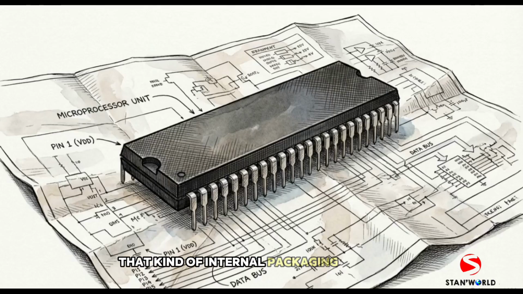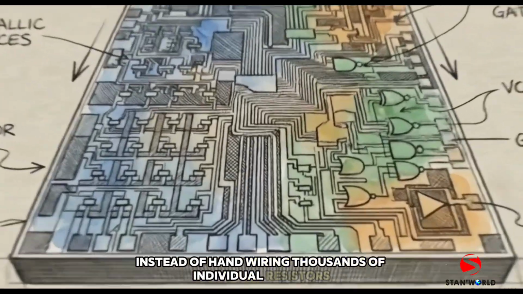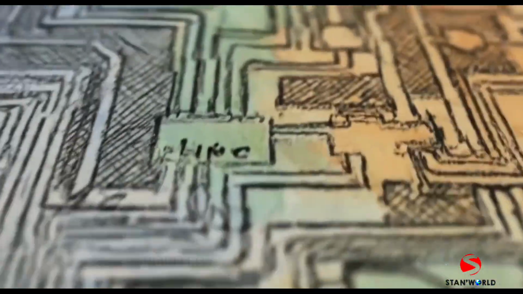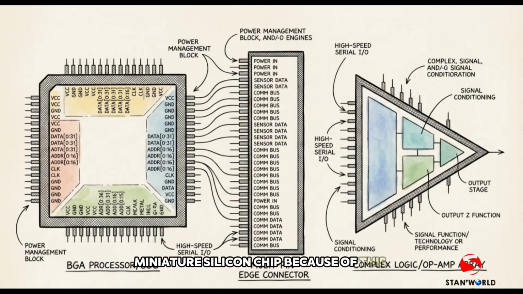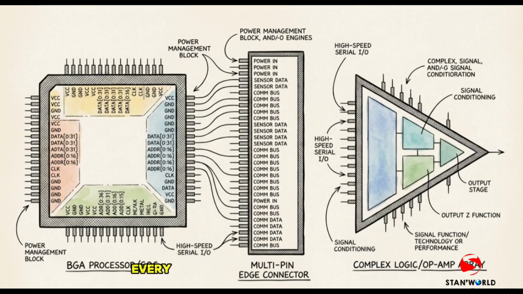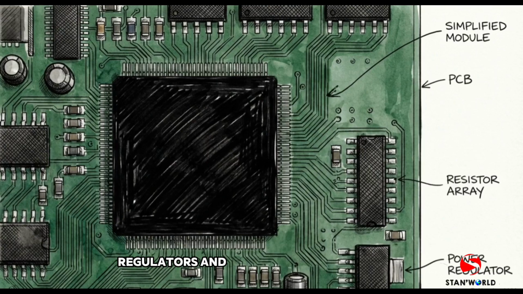That kind of internal packaging brings us to the integrated circuit, or IC. The IC is the ultimate physical manifestation of hardware abstraction. Instead of hand-wiring thousands of individual resistors and transistors on a massive board, engineers compress sprawling logic circuits into a single miniature silicon chip. Because of this heavy abstraction, ICs do not share a single universal schematic symbol. Every chip represents a highly specific, totally unique internal logic map. Regulators and ICs hide the raw physics of electricity inside black boxes, freeing engineers to design overarching systems rather than plotting millions of individual nodes.